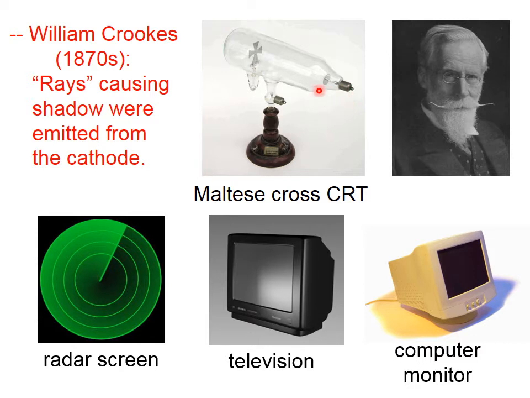This bit here in this picture on the right, that was the cathode, and it turns out that there was this little Maltese cross, and it would form a shadow on the back of this glass tube that was evacuated of air. He didn't know what was causing the shadow, but he called them cathode rays because they emanated from the cathode and were blocked by the cross.